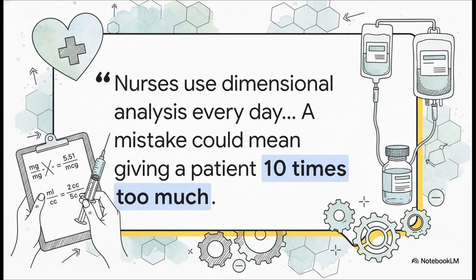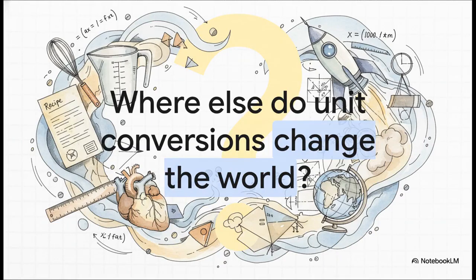It literally saves lives. So we started with a simple question about feet and inches, and we ended up talking about saving lives. You have the secret now. You have this superpower. So my question to you is, where else do you see it? It's everywhere, from a chef converting a recipe, to an engineer designing a bridge, to a scientist launching a rocket to Mars. This simple process of multiplying by 1 is quietly and powerfully changing the world. So what are you going to use it for?